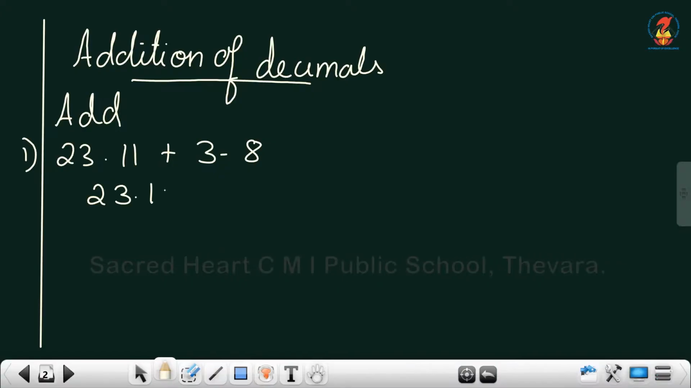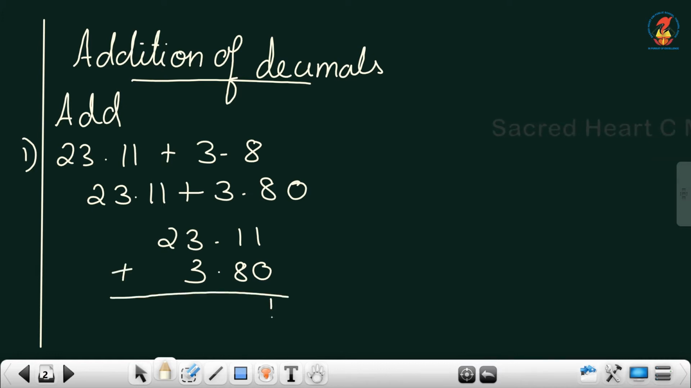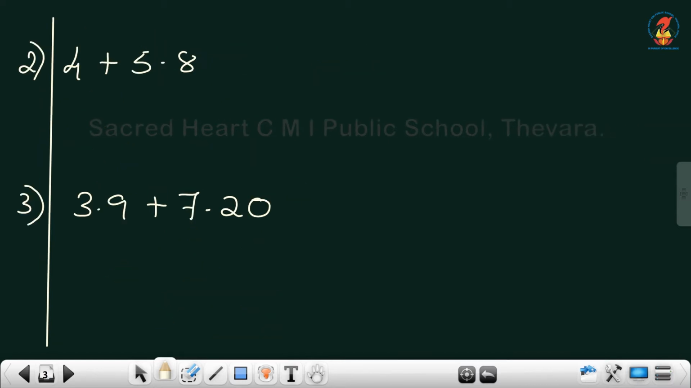So the question becomes 23.11 plus 3.80. Okay, now I'll add 23.11. Now this one, how to arrange a number, that is also important. It's 3.80. So 0.80 and write 3 here. It's very important. The decimal point should be in a single line. Okay, now you add it. You add, you get 1, 9, 3 plus 3, 6 and you get 2. So the answer is 26.91.